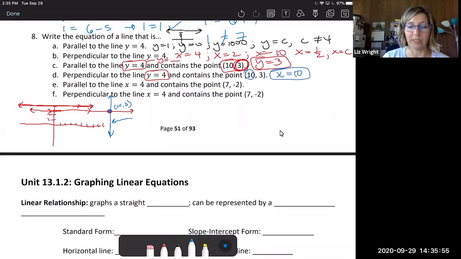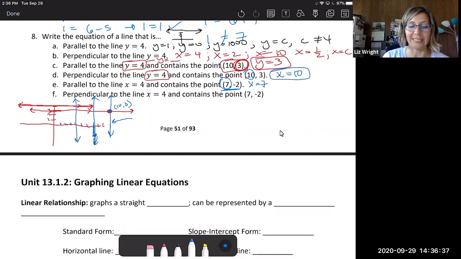All right, we've got two more similar to those. So if we have a line that's at x equals 4, 1, 2, 3, 4, so I'm going to say x equals 4. That's a vertical line. If we have a line that's going to be parallel to that and it contains the point 7, negative 2, so if it contains the point 7, negative 2, 1, 2, 3, 4, 5, 6, 7, down here at negative 2, and it's parallel, that means it's got to be a vertical line through the point 7, negative 2. What's going to be our equation? And I'm hoping you say x equals 7, because it's going to be a vertical line straight through x equals 7.